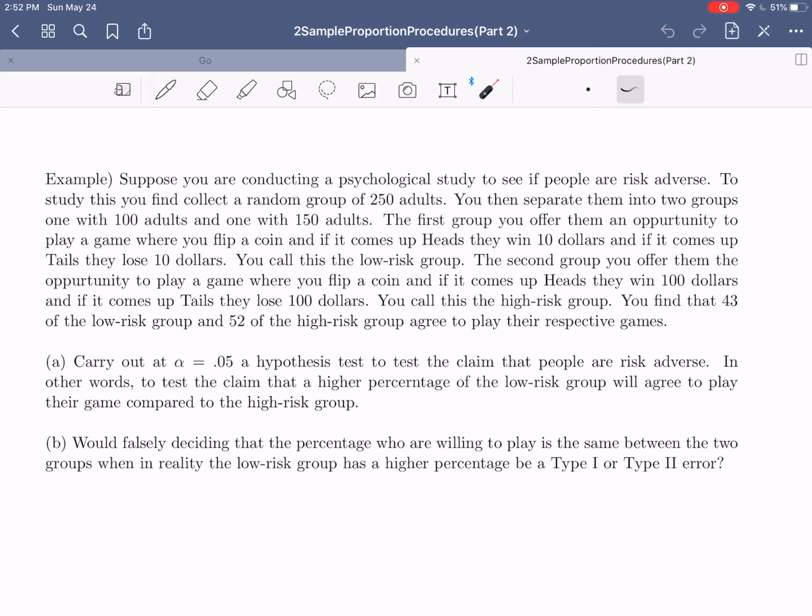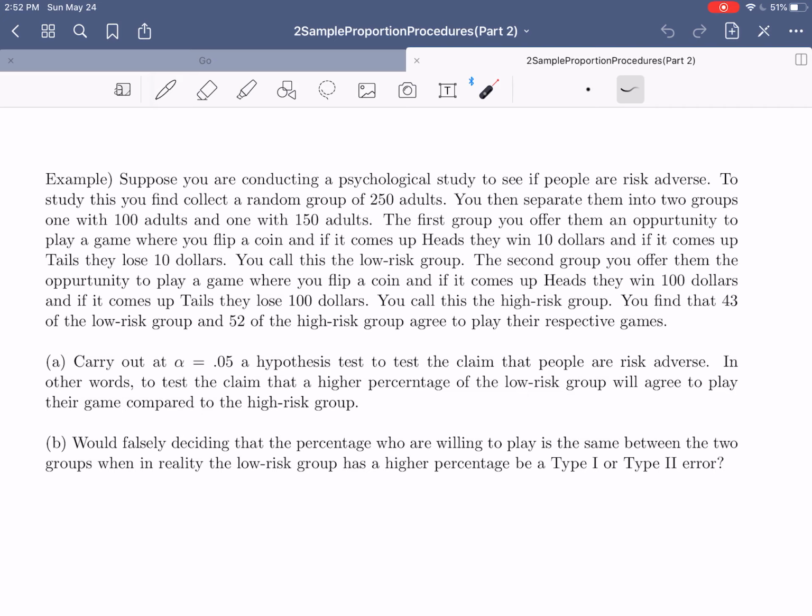So in both cases, the people are being given this offer to play a fair game, but the first game is a low risk game, whereas the second game we're classifying as a high risk game. We find that 43 of the low risk group and 52 of the high risk group agree to play their respective games. So we're going to carry out, at alpha equals 0.05, a hypothesis test to test the claim that the people are risk averse.